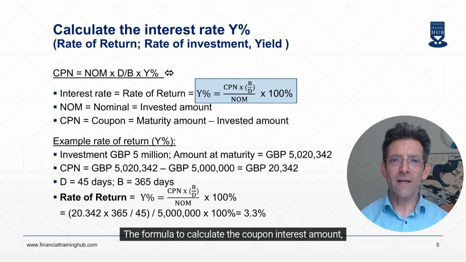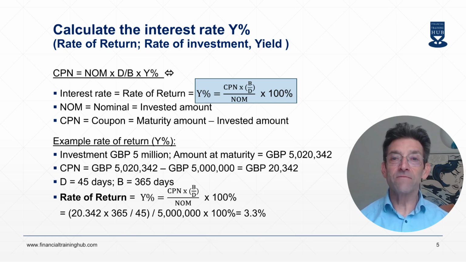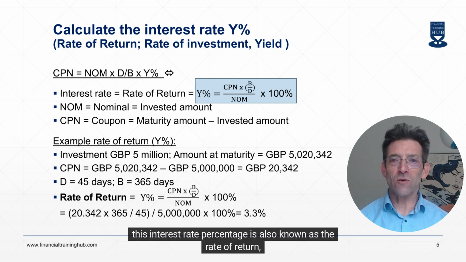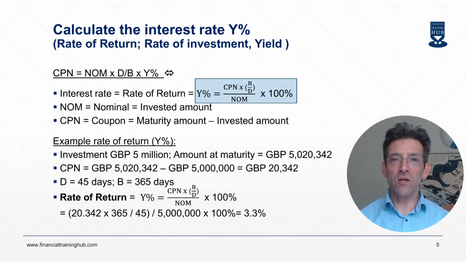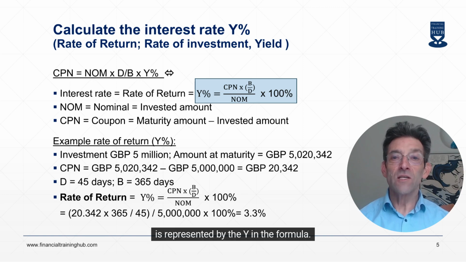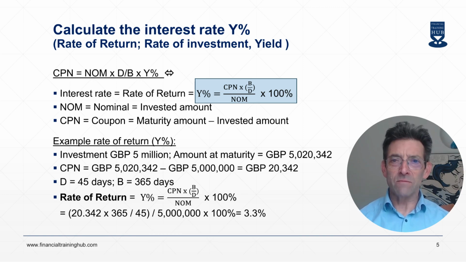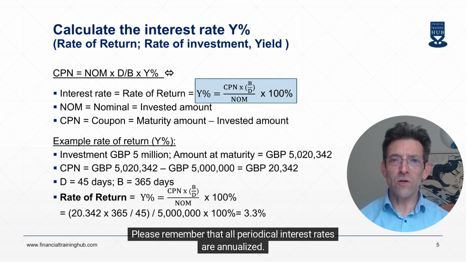The formula to calculate the coupon interest amount can also be used to calculate the interest rate percentage, the yield. In finance, this interest rate percentage is also known as the rate of return, or the rate of investment. The rate of return is represented by the Y in the formula. Please remember that all periodical interest rates are annualized.